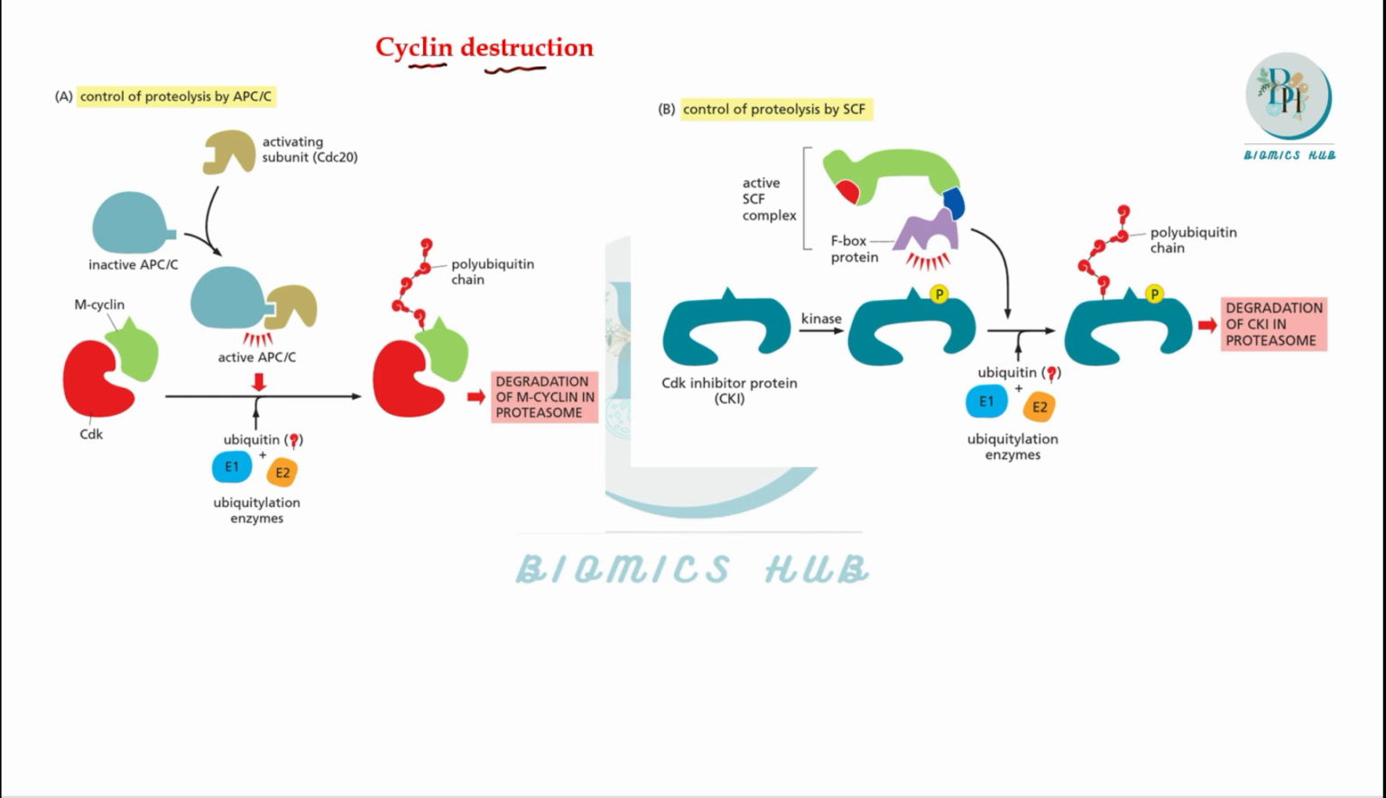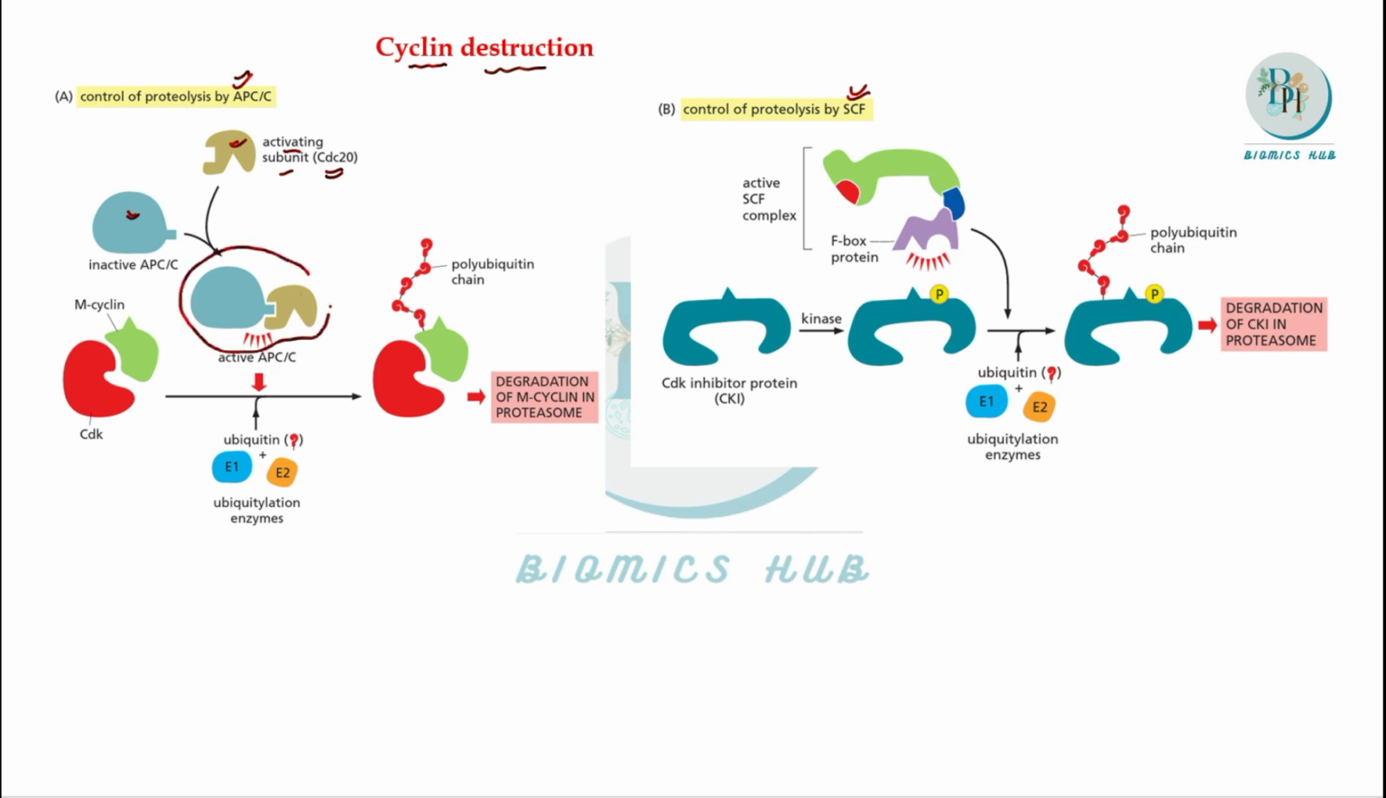How is the cyclin being destroyed? It is destroyed by two components, the APC and the SCF. The APC which is present is activated by one of the activating subunits, known as CDC20. And this APC is degrading the cyclins of the M phase. Like we can see that now this was an inactive APC. When the activating subunit, CDC20, combines with it, it activates the APC.